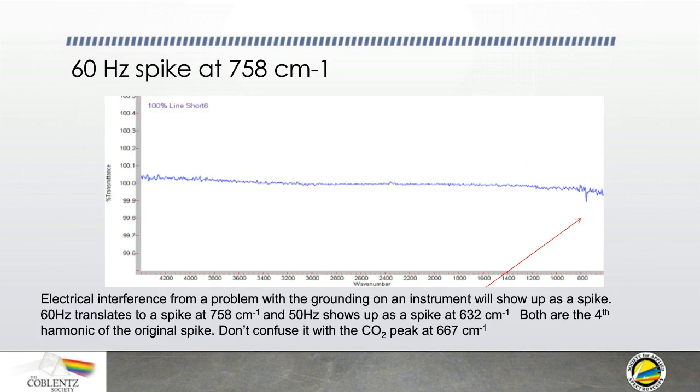This one, the next one, shows a little spike at about 1758 wave numbers. That could be due to electrical interference. If the instrument has a grounding problem, you'll see a spike at that wave number region, which translates to 60 hertz. If you're operating with 50 hertz power, you'll see the same thing at about 630 wave numbers. And both of these are due to problems with grounding. Don't confuse this with a CO2 peak, where CO2 also has another peak in addition to the really big one. It has one at about 667 wave numbers.